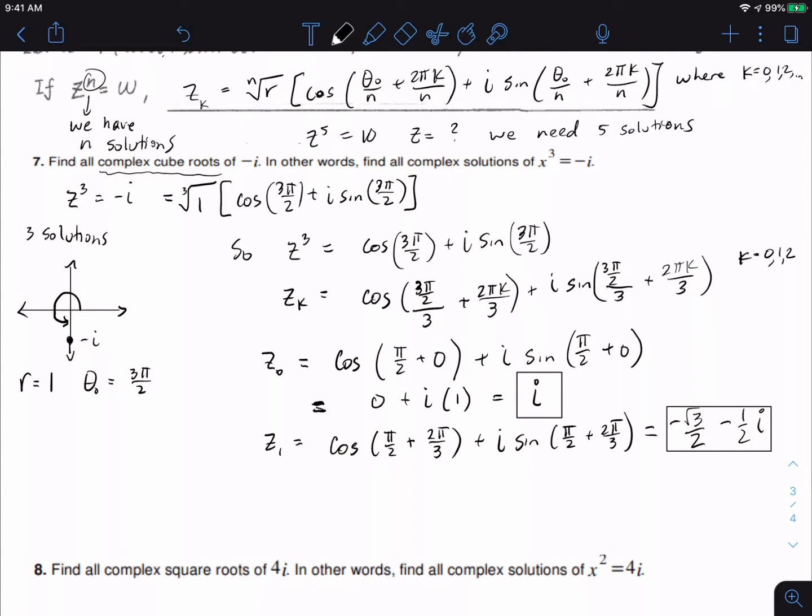This is where the unit circle becomes so very important. Having it memorized. If you don't have it memorized, you're going to go look for all these values everywhere. You'll be getting a little bit crazy.